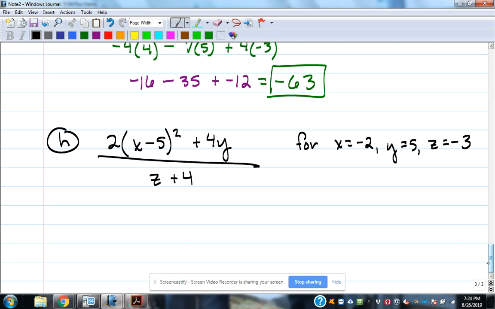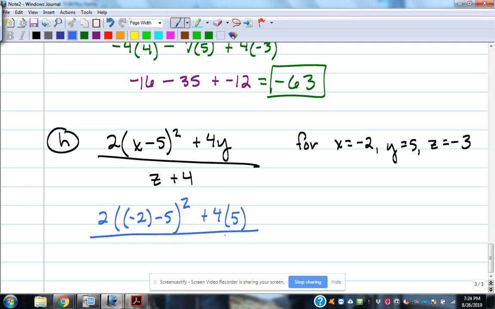Again, a lot of people get intimidated by a problem like this because it looks like a big fraction, and I think it's really hard. But actually, the math in it is not very hard at all. So we want to plug in and work out. That's all we got to do. 2, and then we got -2 minus 5 plus 4 times 5 over -3 plus 4.